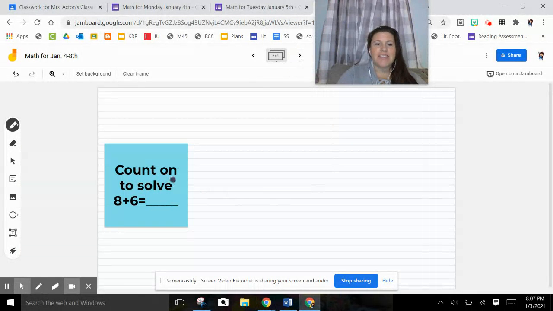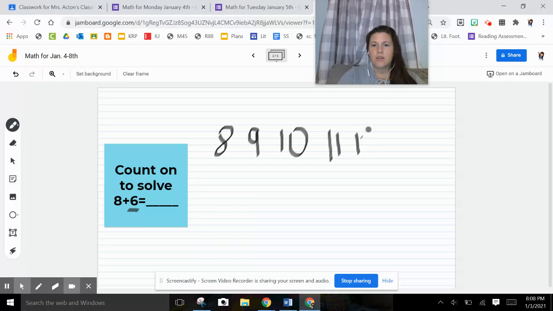And this next one says count on to solve 8 plus 6. Counting on means that you're counting from the number moving up. So the answer of 8 plus 6, you're going to start with the number 8, and you're going to count up by 6. And whatever number that you land on is what the answer is going to be. So that means I'm going to count up 6 spaces. So it's going to go 8, 9, 10, 11, 12, and then I'm going to stop and see if I've counted up 6 spots.